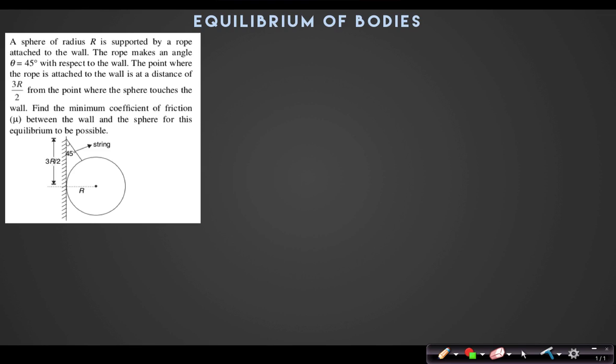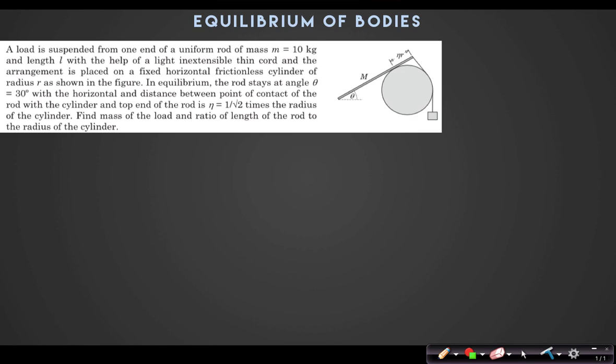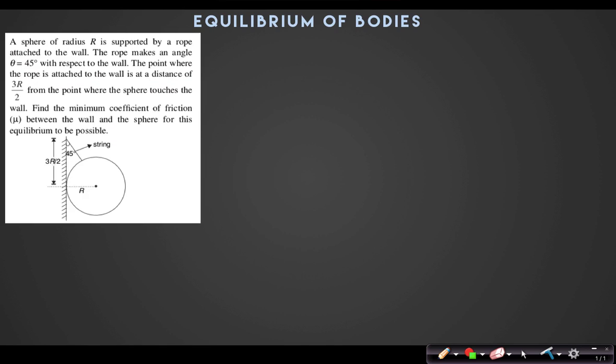A very good question. Try this question. So first let us calculate from where the tension force will pass. If this is 45 degrees, this is 90 degrees, then this horizontal distance will also be 3r by 2, or not?